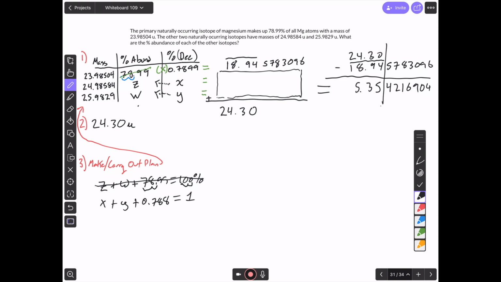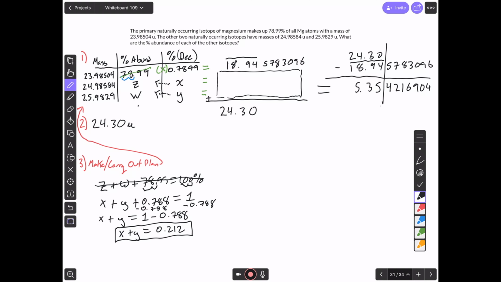So let's say x plus y equals 1 minus 0.788, right? Because I can subtract 0.788 away from both sides. And that will simplify this equation. So what's 1 minus 0.788? That's 0.212. So x plus y equals 0.212. Cool, that's one equation. That's an algebraic equation I can use.